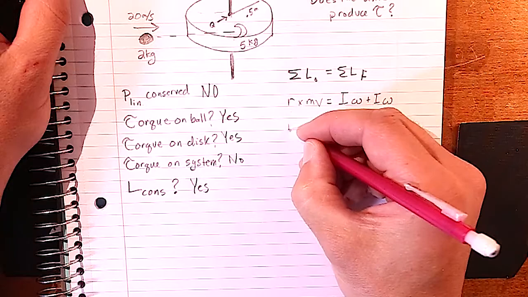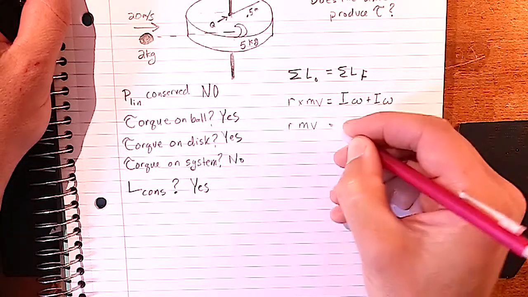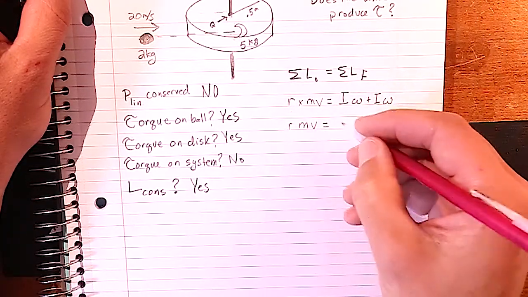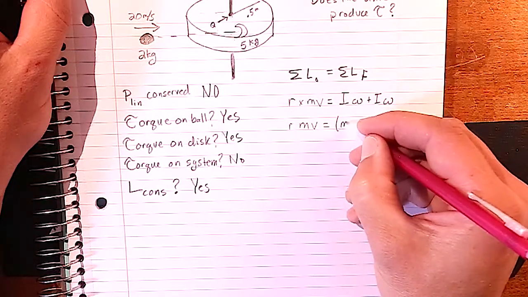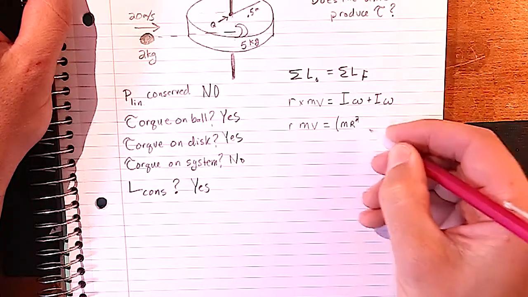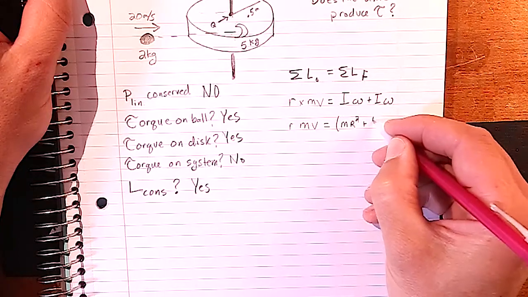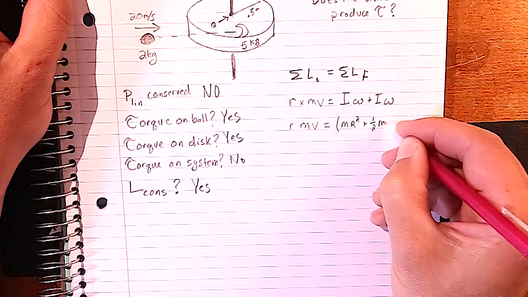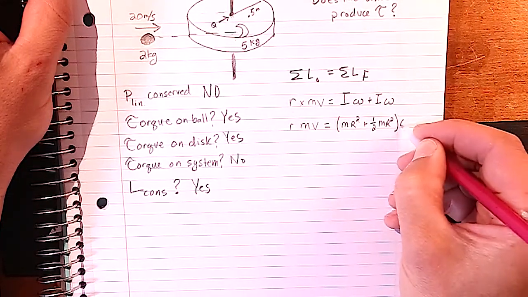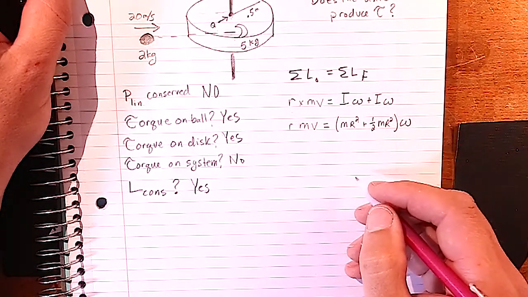So that just gives us r cross mv is equal to, factoring those out, the ball acts as a point particle, so that's mr squared, plus the disk acts as a solid disk, 1/2 mr squared, and then factoring out the omega, it looks like that.